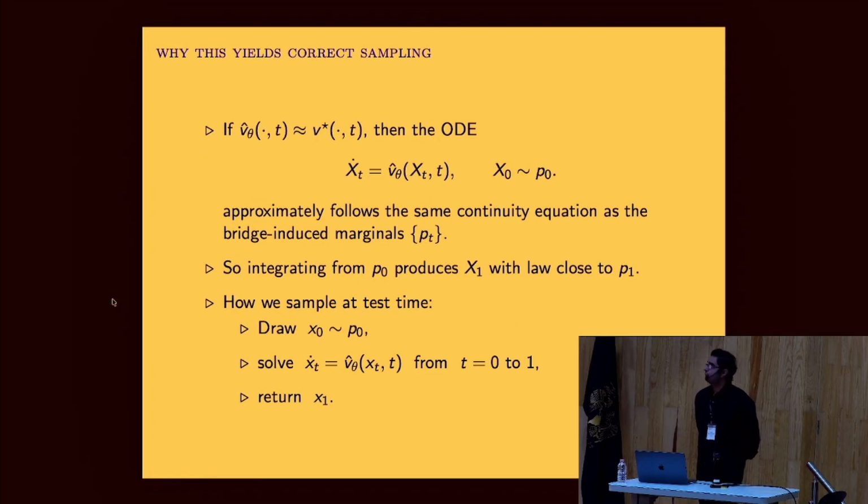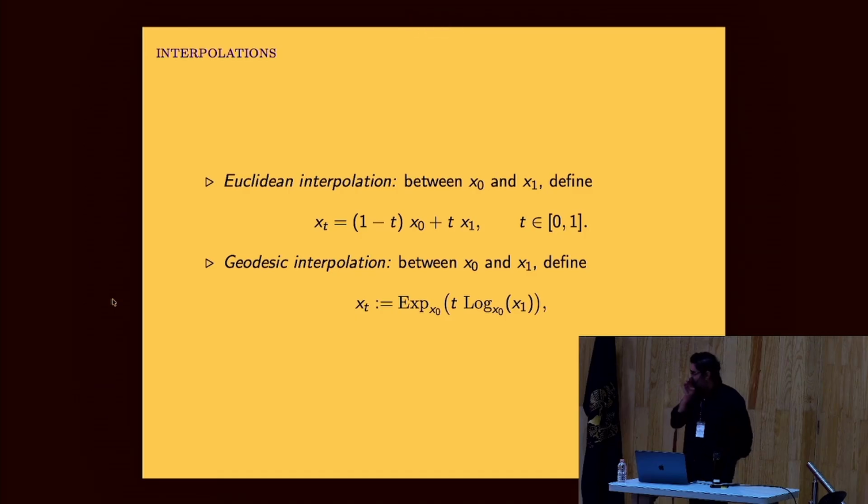So now, if you have this learned velocity field, you can replace the v star with this v hat, and then solve this ODE to get the sample. So essentially, what you do is you draw a sample from P naught, and then you solve this ODE, and then you just return x1, right? So far, I haven't defined what the interpolation is.